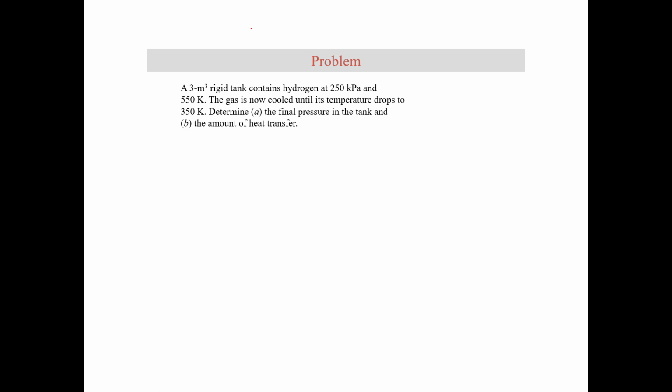Let's go ahead and do an example problem. In this problem, we have a 3 cubic meter rigid tank that contains hydrogen. The hydrogen is initially at 250 kPa and 550 Kelvin, and then the gas cools until the temperature hits 350 Kelvin. So the problem is asking us to find the final pressure and the amount of heat transfer.